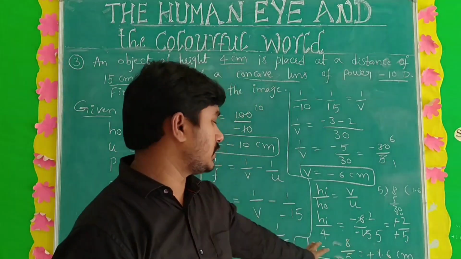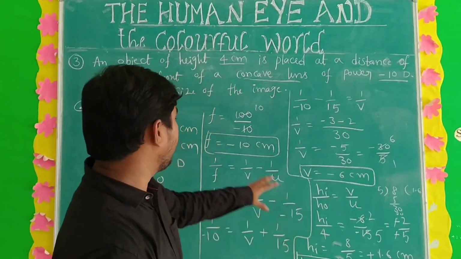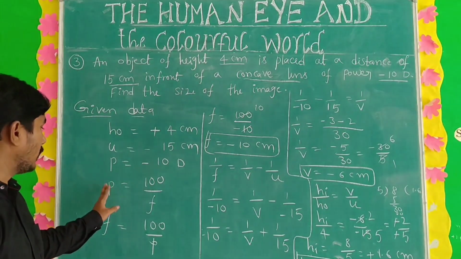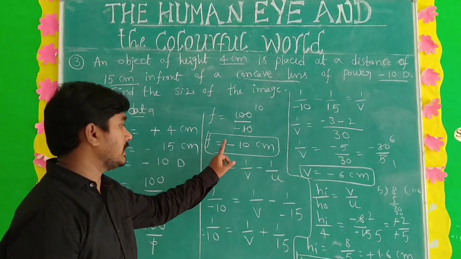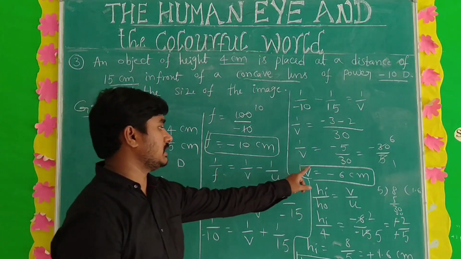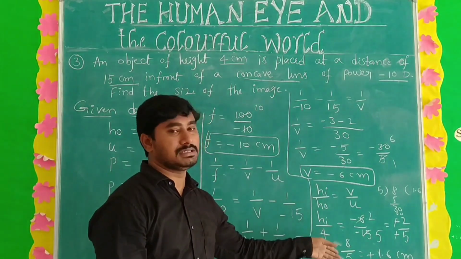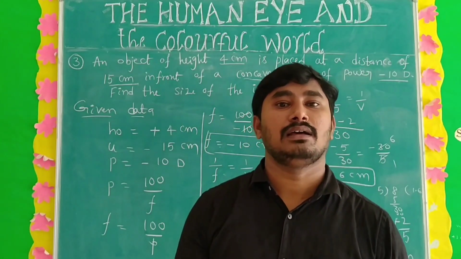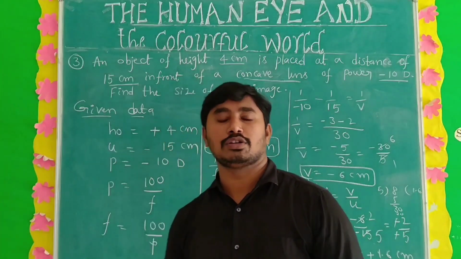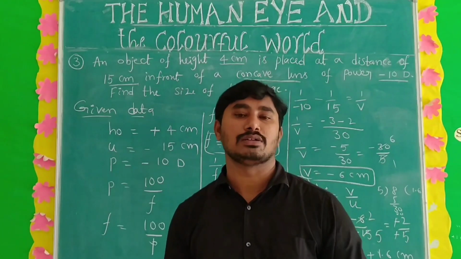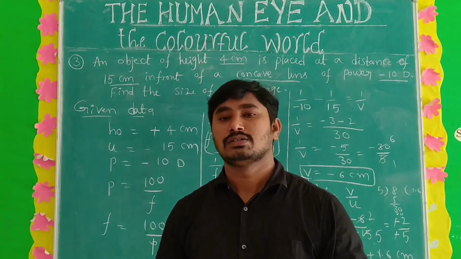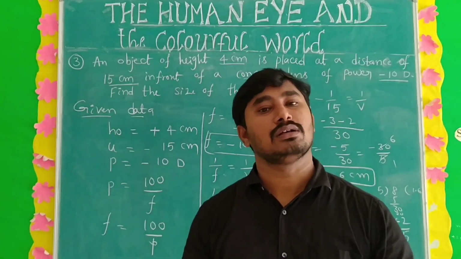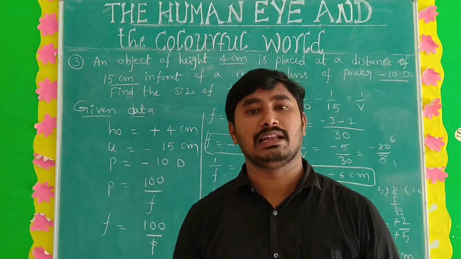Understand? This model question is very important. First of all you have to write the given data. By using P, first find F. By using F and U, find the image distance. Then use the magnification formula with the height of the image. Finally you find the size of the image. This model question is very important, especially in CBSE and state board also. Understand, students? That is today's numerical problems. In the next class we will discuss some more important problems also. Okay, until then keep smiling. Thank you.